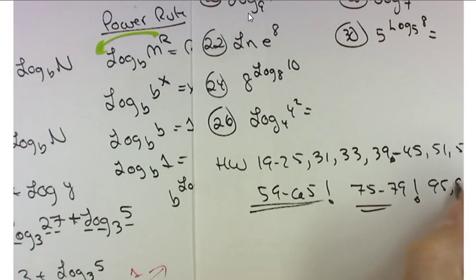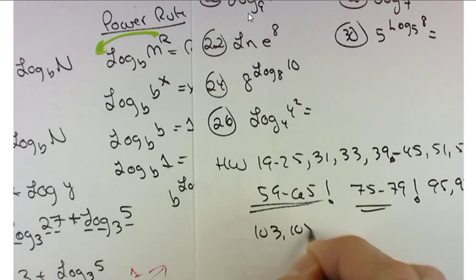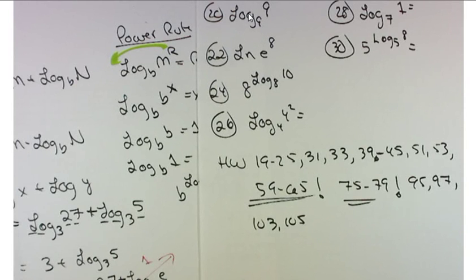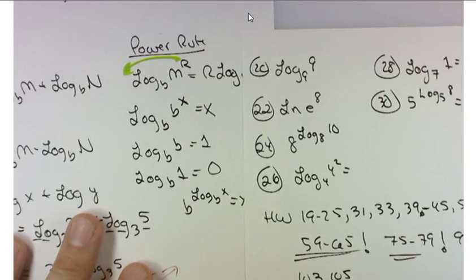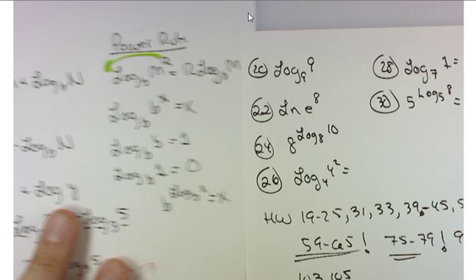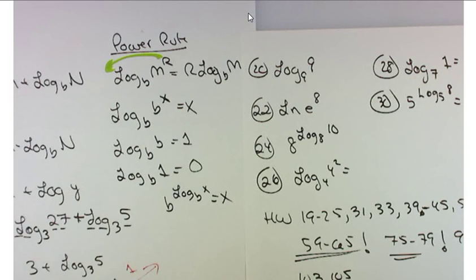95, 97, 103, and 105. So it actually sounds like a lot, but I've assigned less than a quarter of the problems that I could have assigned. There's 126 problems, you have a lot less than that. Okay, so give me some answers on this, and then we can be done. Or you can be done.